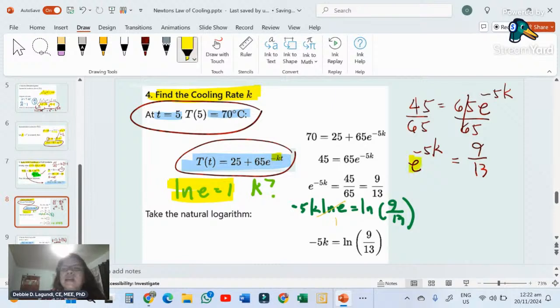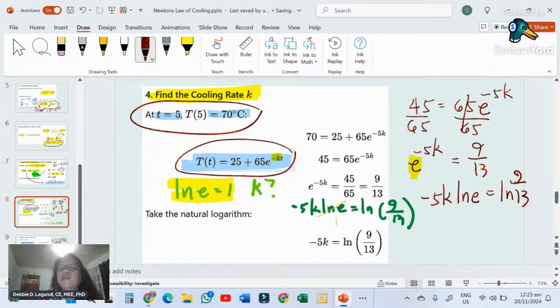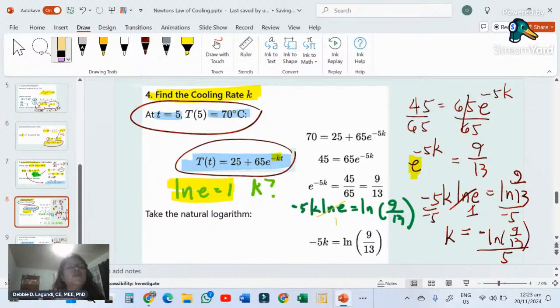Because this is a base e, then you can use natural logarithm here. So this could be negative 5k ln e is equal to ln 9 over 13. ln e is equal to 1. So now you can solve for k, and that is divide everything by negative 5. By negative 5, you will have k is equal to negative ln 9 over 13 divided by 5. Or we can just put the negative, keep it with the 5 because that's where it came from.